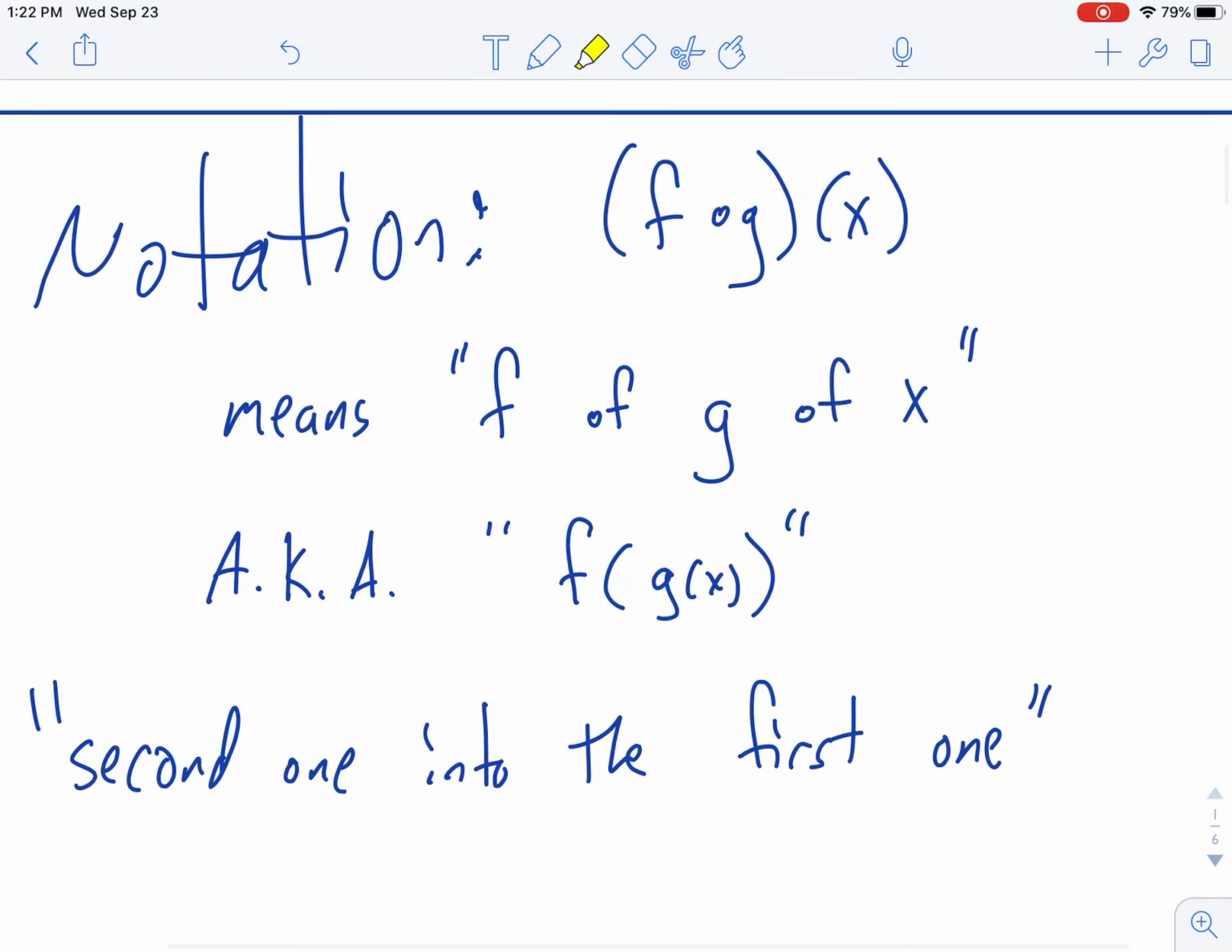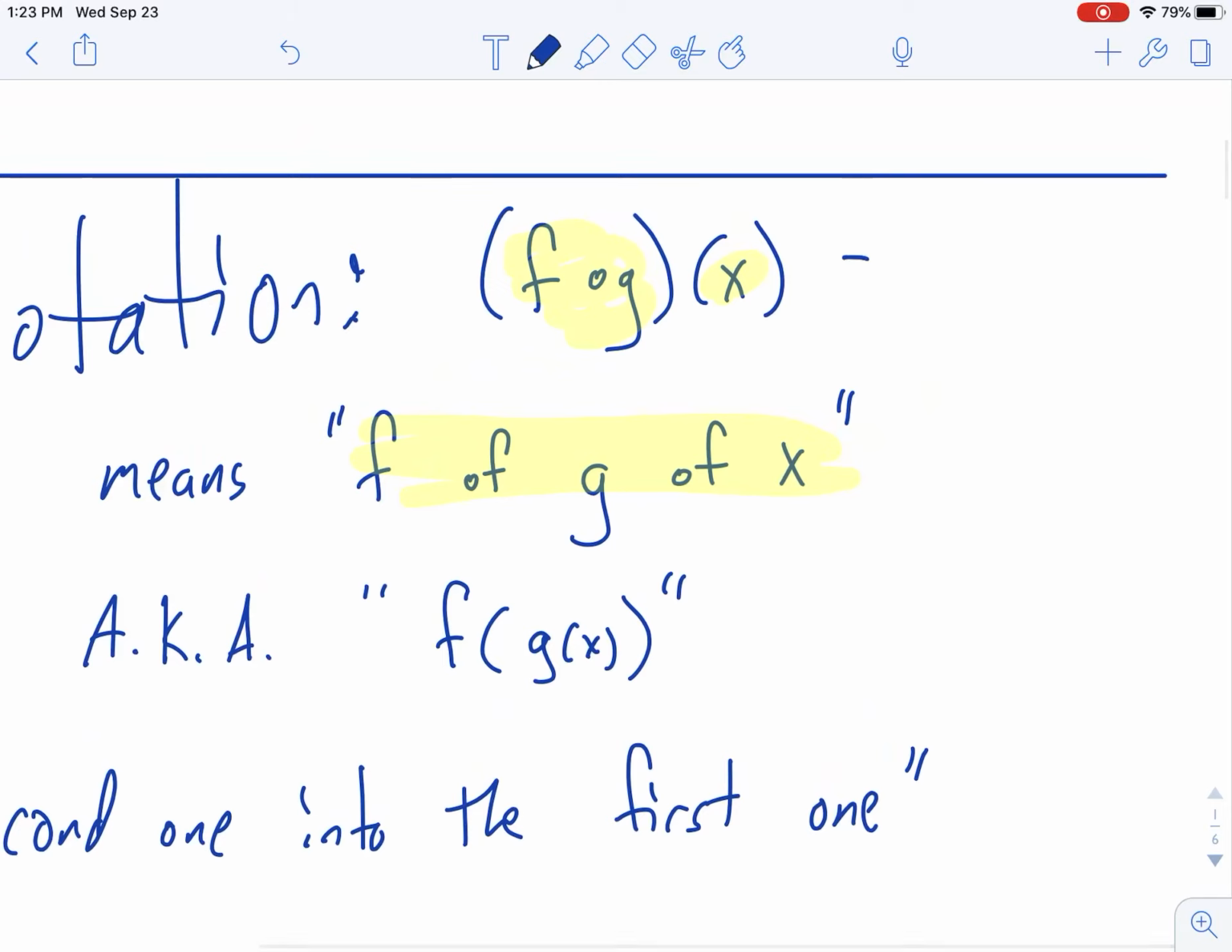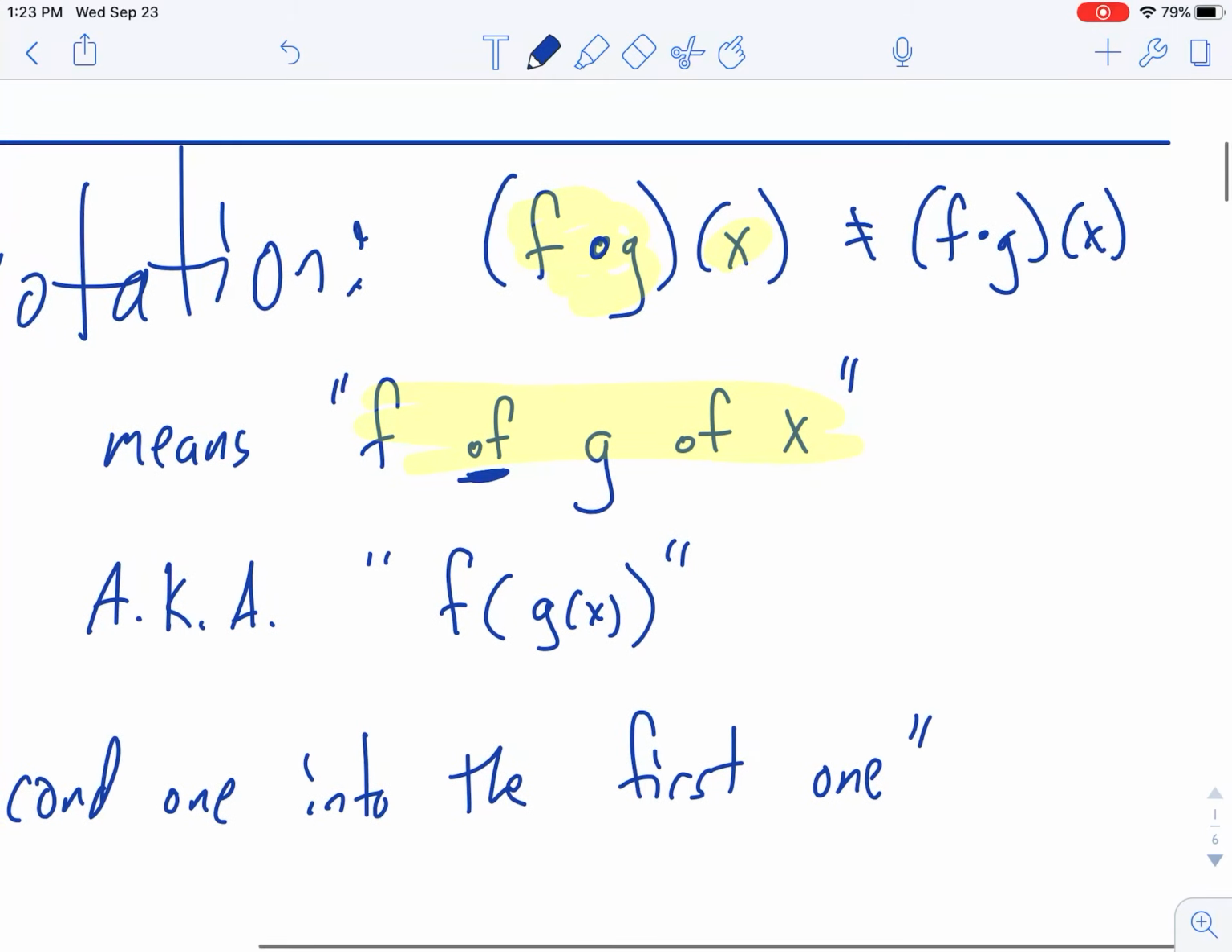Notation. So what you see here is f of g of x. That's pronounced f of g of x. Do not confuse that with this: f times g of x. These are two completely different things. The dot means times. The open circle basically means the word "of," but it represents the concept of composition. So it's a small letter o, like in the word "of."